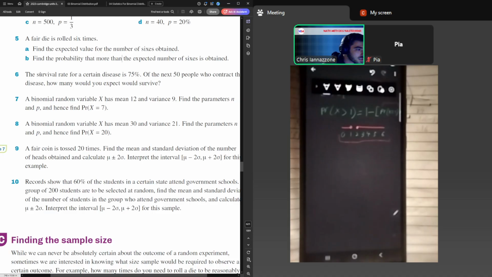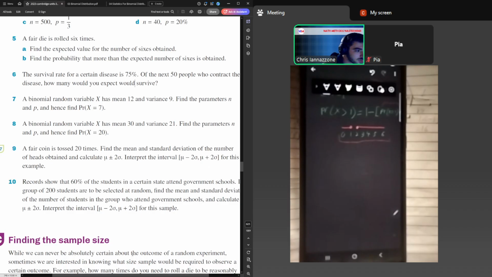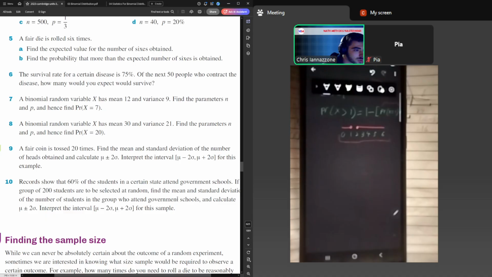Okay, question 6. Survival rate is 75%. 50 people contract the disease. How many would we expect to survive? That's some pretty key wording. What's going on? N would equal 50. Probability is 0.75. What are we doing with those? Would we just put it in the equation? Which one? The Bernoulli one?